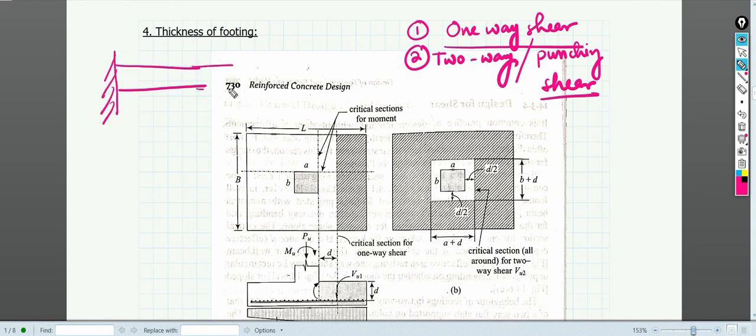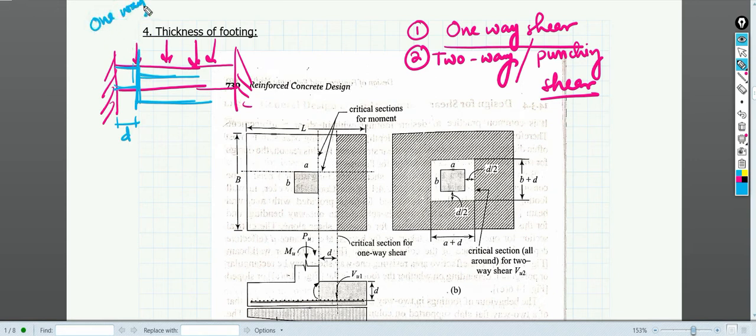One-way shear is nothing but a simple shear that we have already discussed in beams also. Suppose this is a beam, and if you have a load, this beam might get cracked. Suppose at this face it might get cracked and shear might happen, so the beam might fail over this face, which is at a distance d from the column face. This is basically one-way shear, on one side only.